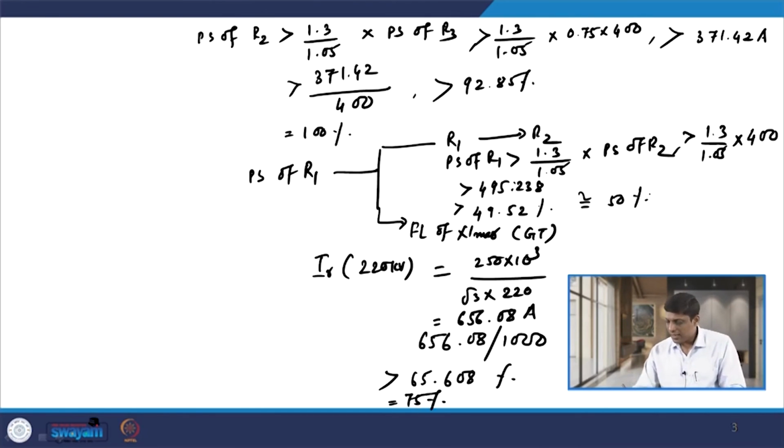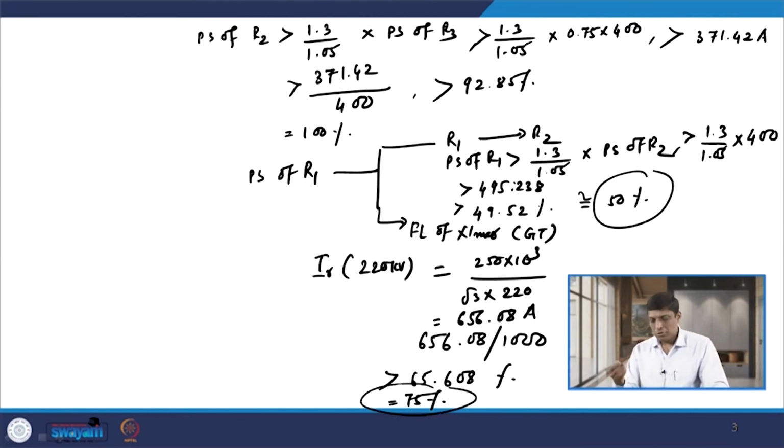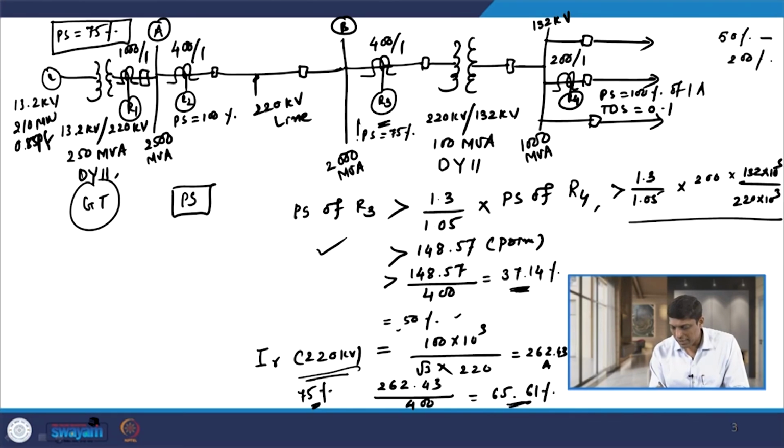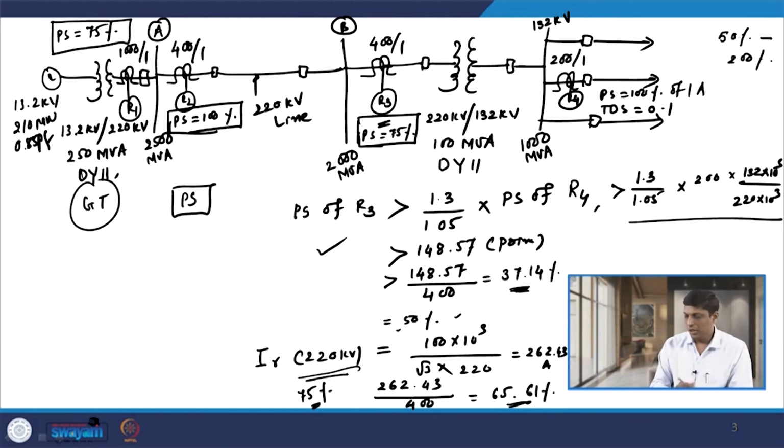So, in the earlier case we obtained 50%, in this case we obtained 75%. So, we will consider the higher value for the plug setting of relay, that is 75%. So, the plug setting of relay R1 we have decided, that is 75%. We have now decided the plug setting of R1, we have calculated the plug setting of R3, and we have also calculated the plug setting of R2. So, the first task we have completed.